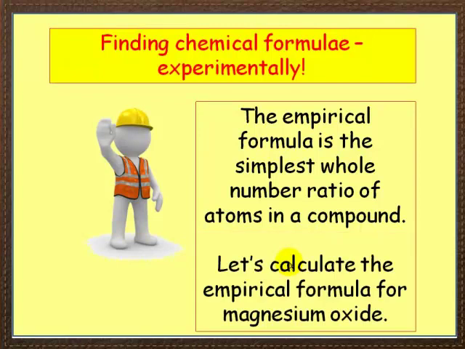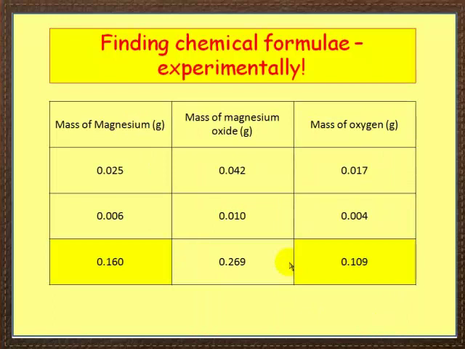Let's calculate the empirical formulae for magnesium oxide. To do that, let's go back to our results table, and here we're going to just take two results. Let's take the third one here. So this one, we got the mass of magnesium, and this much oxygen was produced. So from these two we can calculate the empirical formulae. Now you need to follow through the process very carefully as we do it.